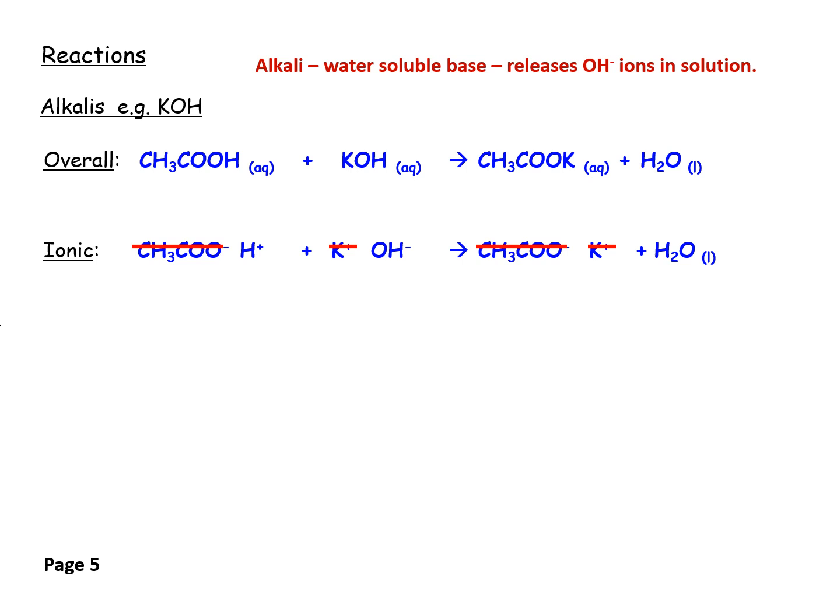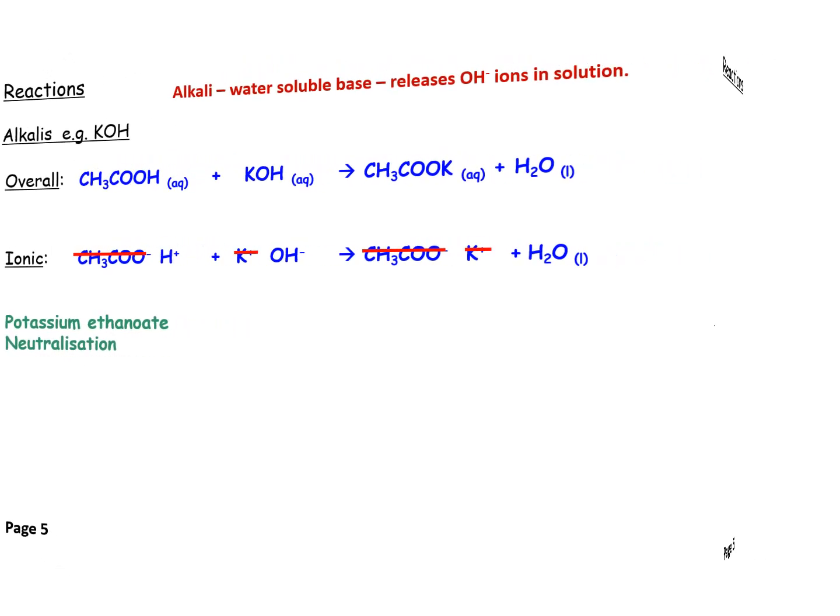And again, because we're producing that salt and water, we can call that a neutralization reaction. And the name of our salt this time, potassium ethanoate. Our next reaction then is with a carbonate. So here we're using calcium carbonate as the example. So pause, see if you can write the equation for the reaction.